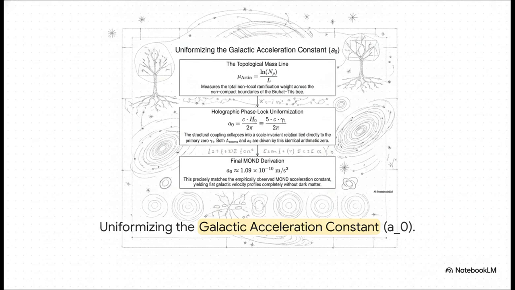If you follow the flowchart, notice how the equation for A sub 0 uses the exact same primary zero, gamma 1, and the Hubble constant we literally just calculated. The structural coupling collapses into a scale-invariant relation. Dark energy and galactic acceleration are driven by the exact same arithmetic zero.